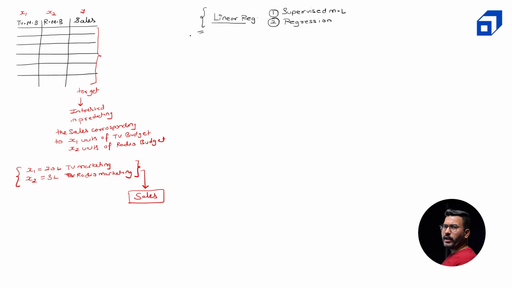I hope you would have understood the background about when to use linear regression. But the major question is, what is the maths behind regression? What is the core maths behind linear regression? So let's start with a very fundamental idea. Let's talk about a problem.